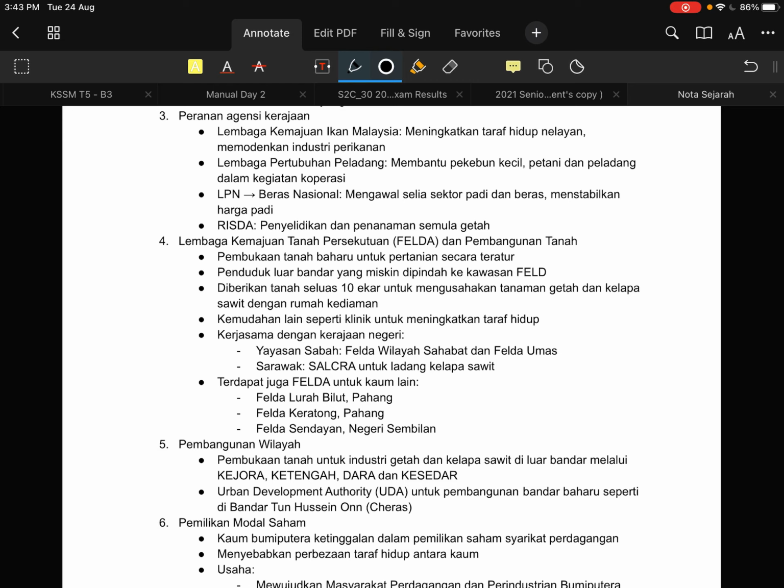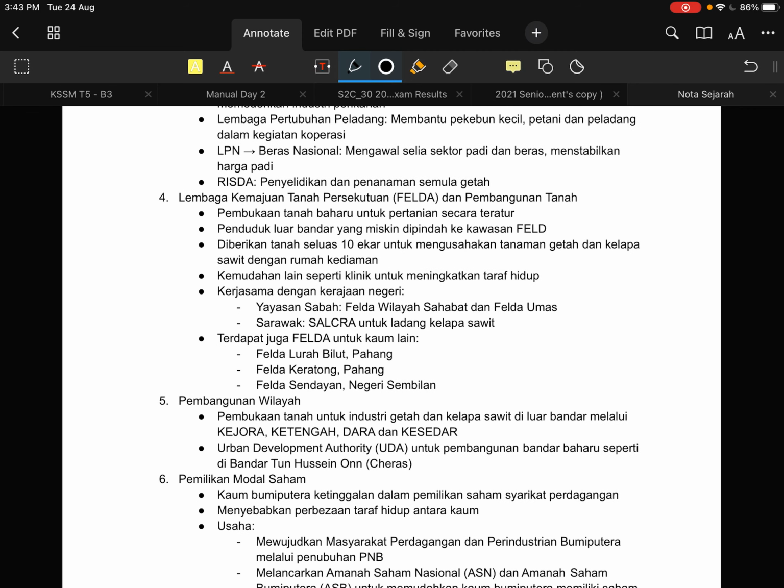So they are given land to grow rubber, to grow palm oil, kelapa sawit, and they also have their own place to live. And they're not just stuck there with a house and a land only. They have other things so that they can survive like a normal town or normal city, like hospitals, clinics, schools. Yeah, to make the quality of life better.